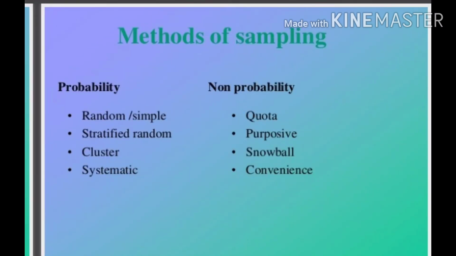Methods of sampling: probability sampling and non-probability sampling. Probability sampling consists of random sampling, that is simple random sampling, stratified random sampling, cluster sampling or systematic sampling. These are the probability sampling methods. Non-probability sampling includes quota sampling, purposive sampling, snowball sampling and convenience sampling. These are the methods of sampling, probability as well as non-probability sampling.